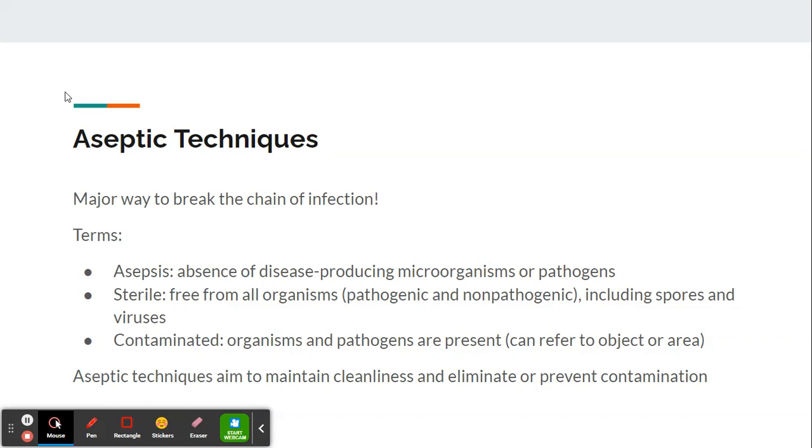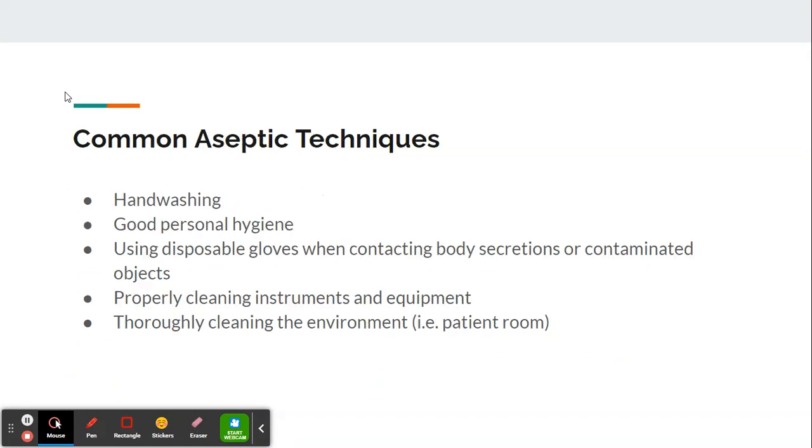Contaminated pretty much means something's dirty, whether it's an organism, a pathogen. It can refer to an object or an area. Contaminated is not where we want to be. Our aseptic technique is going to help maintain cleanliness and eliminate or prevent contamination.